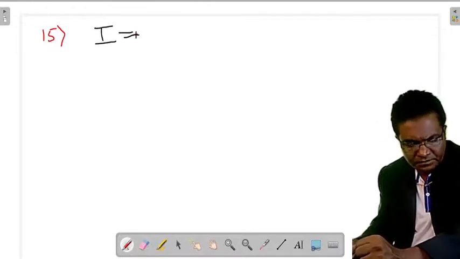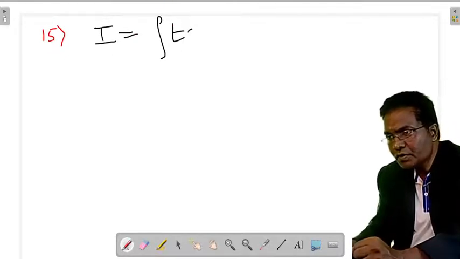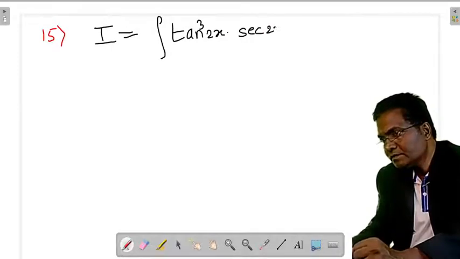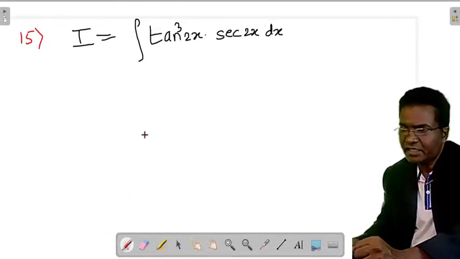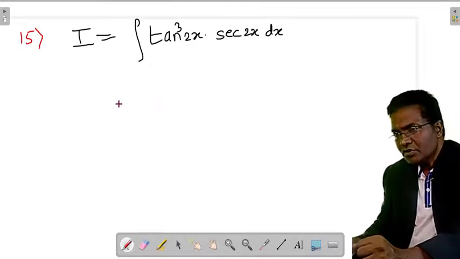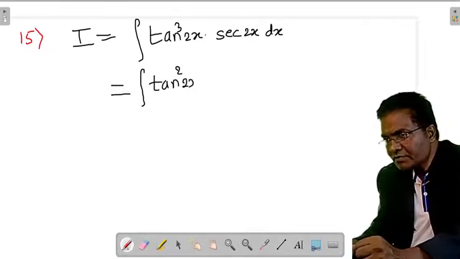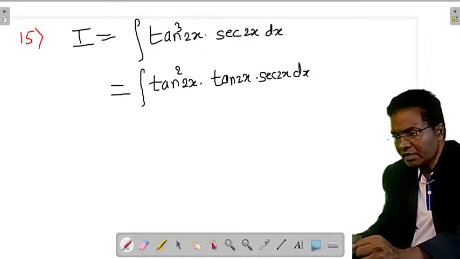Integrate tan cube 2x into secant 2x. So I write tan cube as tan square into tan.